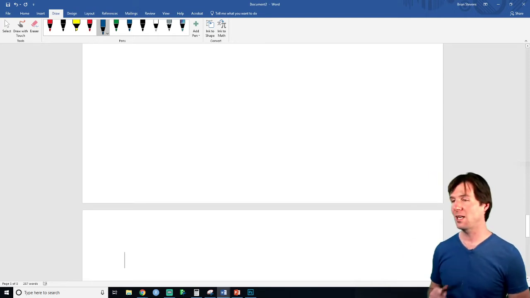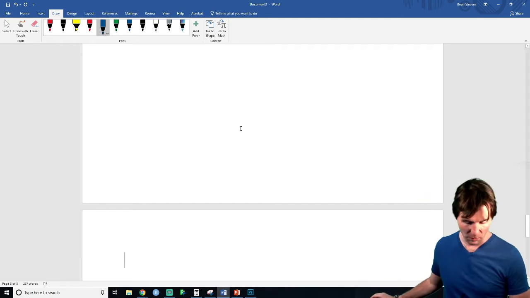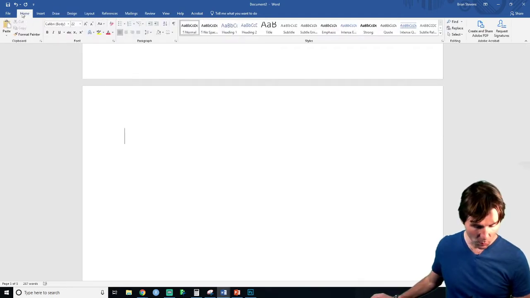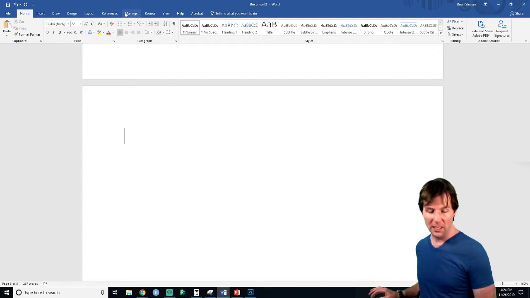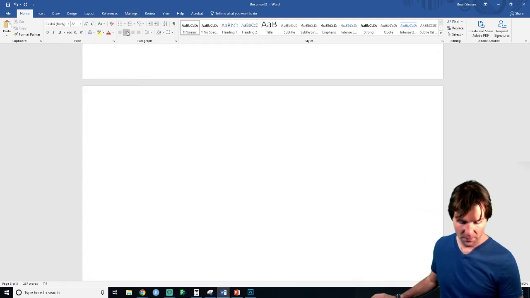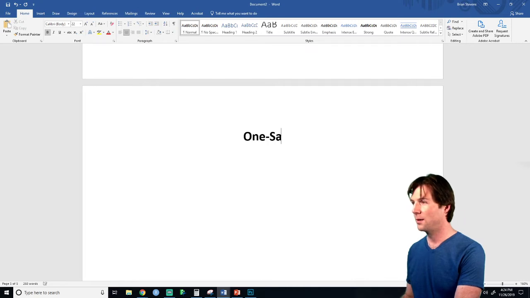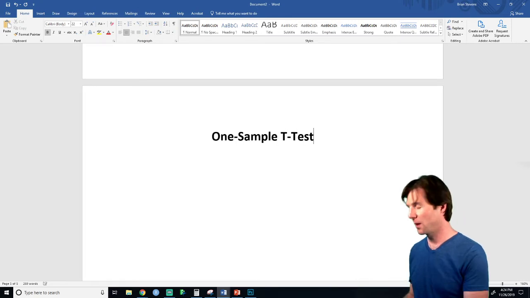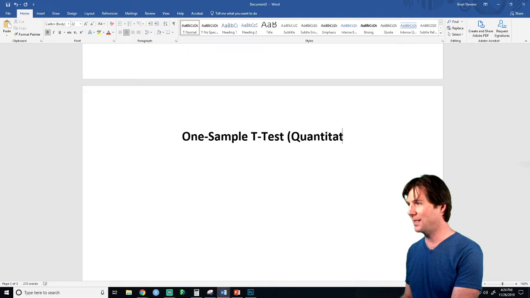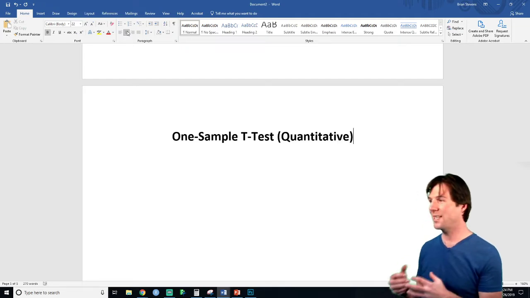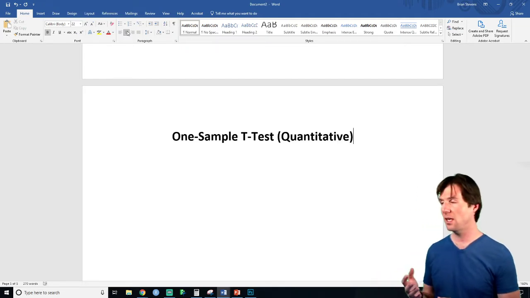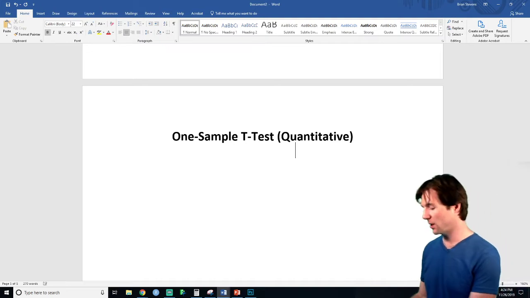But for the next test, what do we have? Our next test that we want to talk about here is a one sample means test, a one sample t-test. So let's go right here and do one sample t-test. And this, we'll put a note here, quantitative. So it's one sample, meaning one variable. It's a quantitative test, so we're going to test one mean. That's what we've got going on.